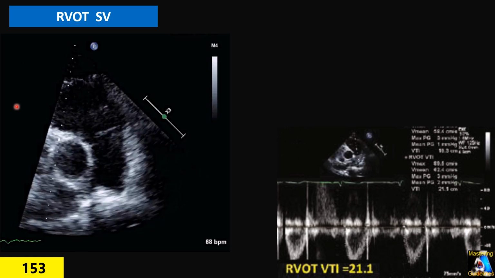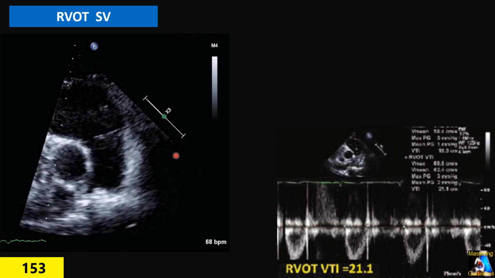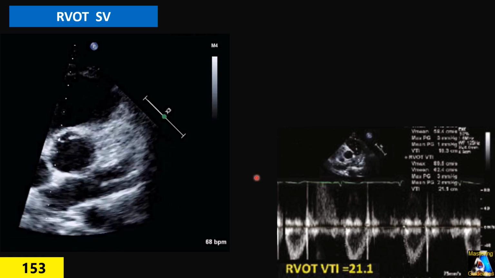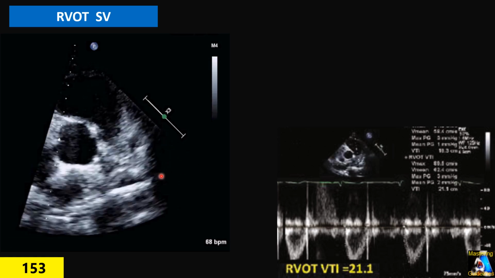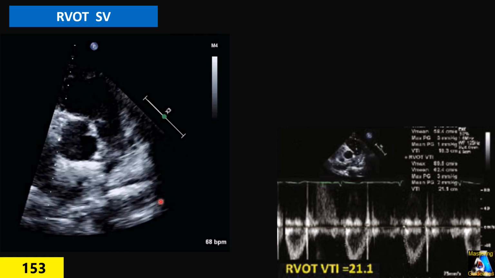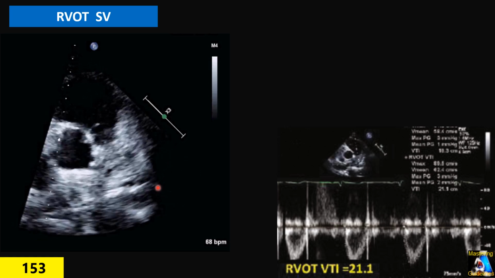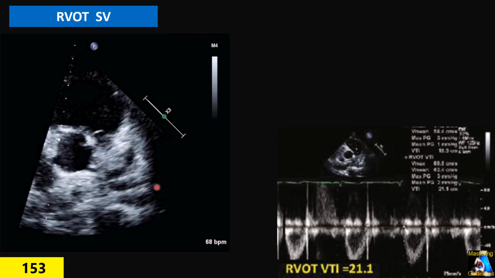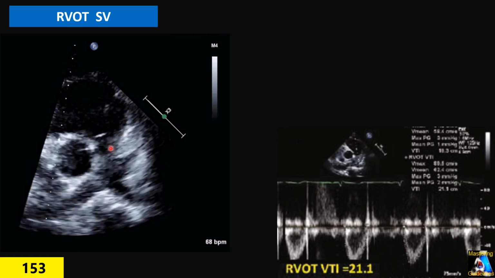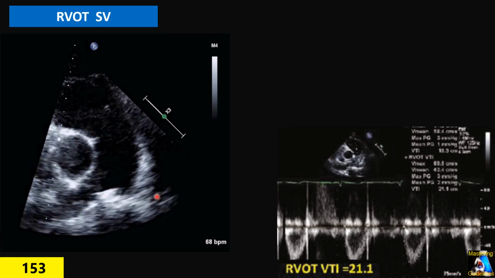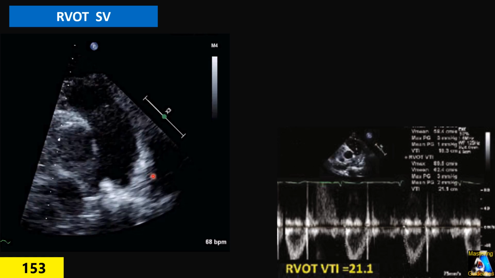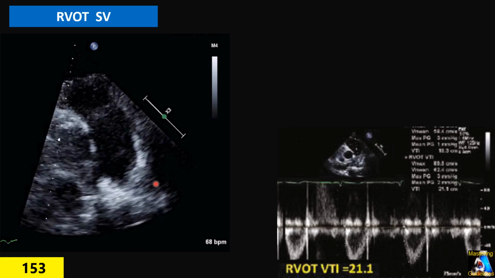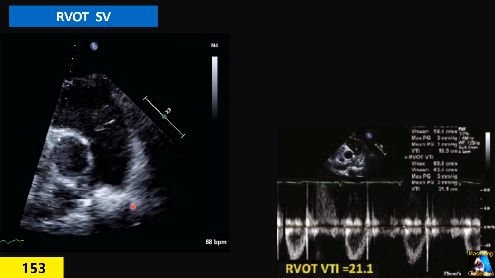For right ventricle outflow tract stroke volume, we use it many times instead of the mitral valve inflow, especially when we have significant mitral valve regurgitation and we want to evaluate the aortic regurgitation volume. We use RVOT stroke volume instead of the mitral valve inflow, or in those cases where we want to check for an intracardiac shunt.